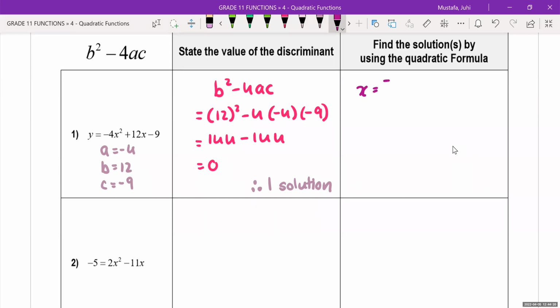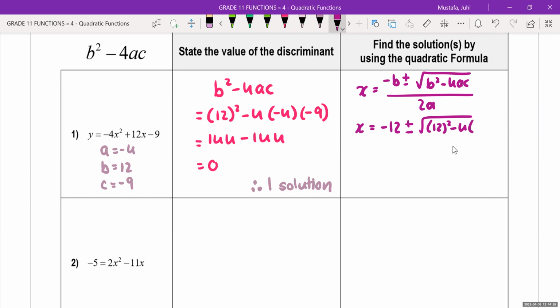So x is equal to negative b plus or minus the square root of b squared minus 4ac, over 2a. We're going to get negative 12 plus or minus the square root of 12 squared minus 4 times negative 4 times negative 9, all over 2 times negative 4. Then negative 12 plus or minus the square root of 144 minus 144. We already solved that here. It's just going to be over 0 and negative 8.